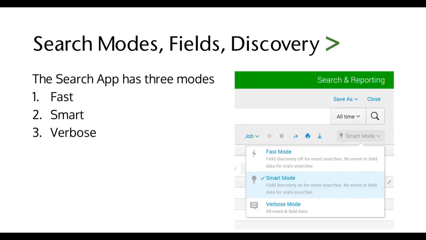Welcome back, and welcome to Search Modes, Fields, and Field Discovery. As we've seen before, the Search app has 3 modes, and you can select the mode right under the time picker in the search bar. Splunk has Fast Mode, Smart Mode, and Verbose Mode.